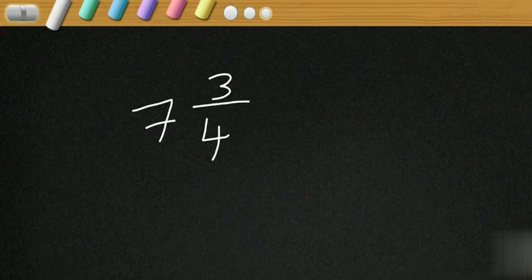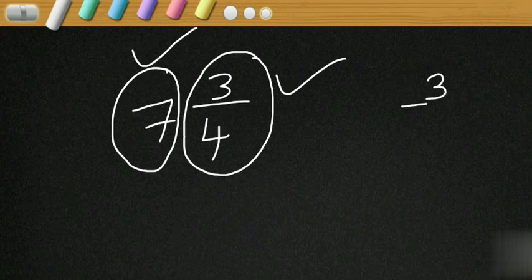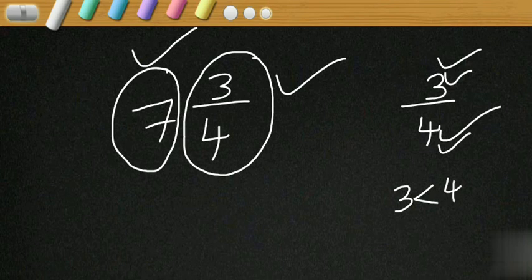Yes. Why? It has a whole number part. Which is the whole number part here? Yes, 7 is the whole number part. Which is the fraction part here? Yes, 3 by 4. Is 3 by 4 a proper fraction? Which is the numerator here? Yes, 3 is the numerator. Which is the denominator here? Yeah, 4 is the denominator. Is the numerator less than the denominator? Yes, 3 is less than 4. So, 3 by 4 is a proper fraction.